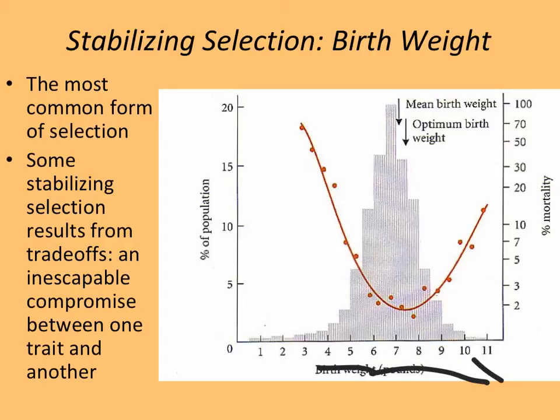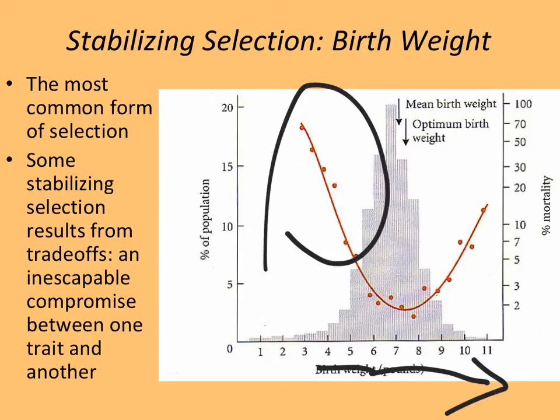along the bottom, we have birth weight in pounds. And as you can see, most women give birth to babies in the 6 to 8 or 9 pound range. There are very few smaller babies, they're usually not as viable. And if you look at mortality in the red, mortality is very high when the babies are very small. So underweight babies tend to die more often than normal weight babies.